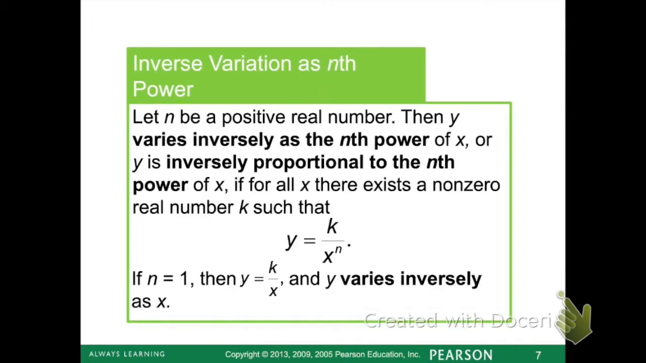Next, we have inverse variation. So with inverse variation, we're going to have a fraction with k in our numerator and x in our denominator. So we could have y varies inversely as the nth power of x. So that would be y equals k over x to the n. Or if we don't have the nth power going on, then it would just be y equals k over x. So y varies inversely as x.